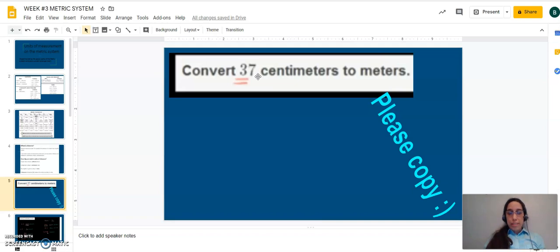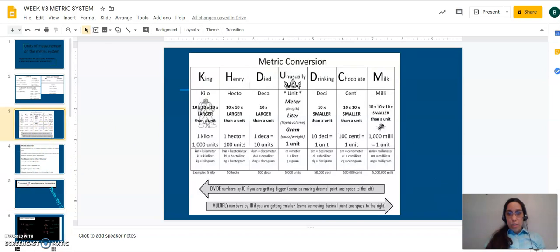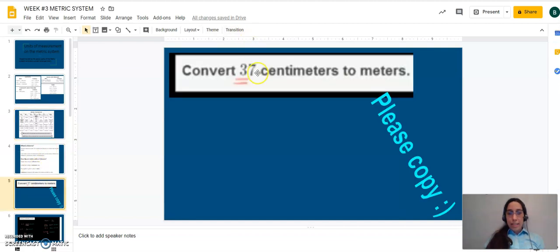So if our point is next to the 7, so that would be 37. And according to our chart, it says from chocolate to unusually, we're jumping 1 to drinking and 2 to unusually. So that means we're moving the decimal 2 times. So in this case, we have our decimal started at the end of 7, and it says that we need to move to the left. So we're going to move 1 in between the 3 and the 7, and we're going to move 1 more time. So now, converting 37 centimeters to meters gives us 0.37 meters.